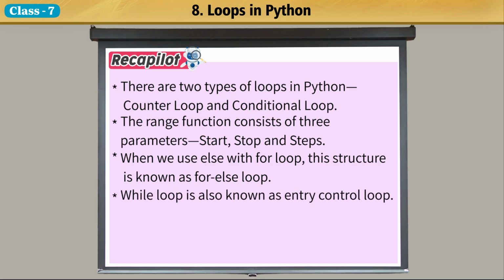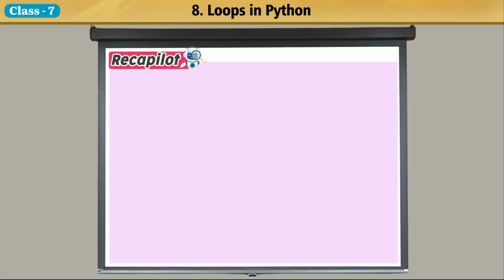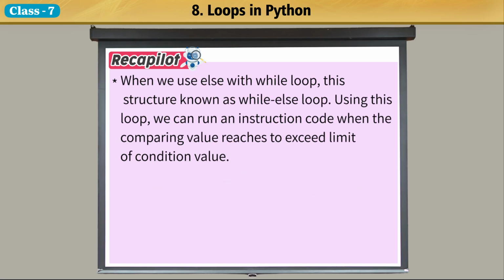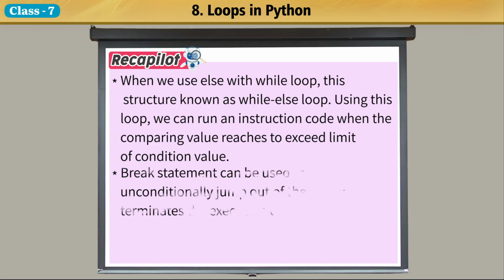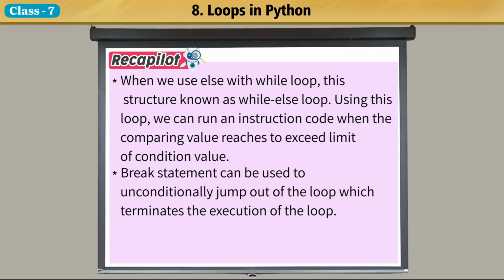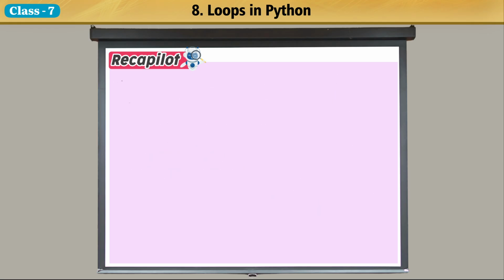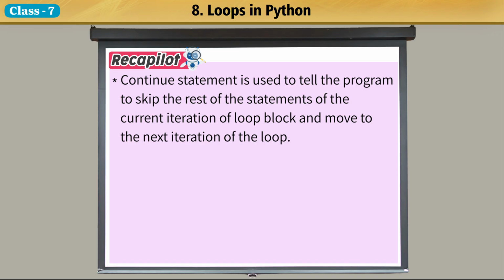While loop is also known as entry control loop. When we use else with a while loop, this structure is known as a while-else loop. Using this loop, we can run an instruction code when the comparing value reaches the exceeded limit of the condition value. The break statement can be used to unconditionally jump out of the loop, which terminates the execution of the loop. The continue statement is used to tell the program to skip the rest of the statements of the current iteration of the loop block and move to the next iteration of the loop.